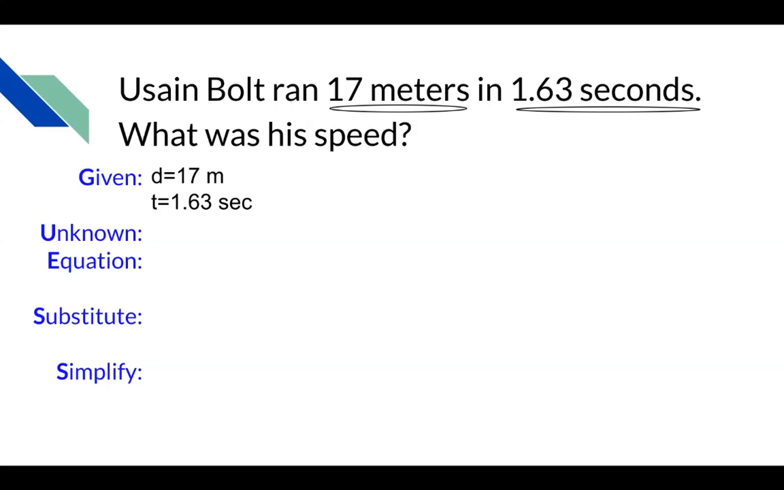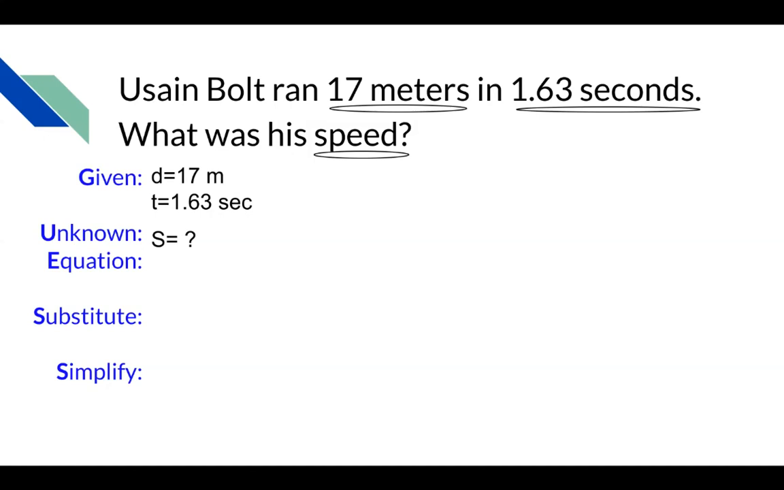Then the unknown. This is going to be what they're asking for. If I read the problem again, I know we're only doing speed equations today, but they want to know what his speed is. So I'm going to identify that. Speed is the unknown, or S is the question mark. Notice how when I solve something, I have minimal writing. I just want to be efficient with the information I'm giving, okay?